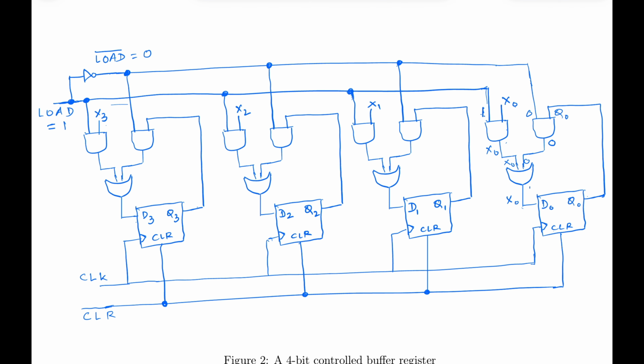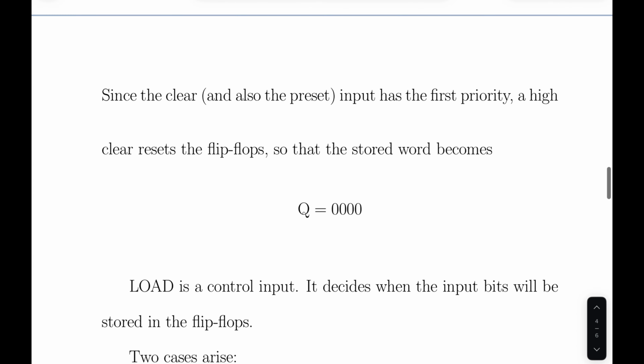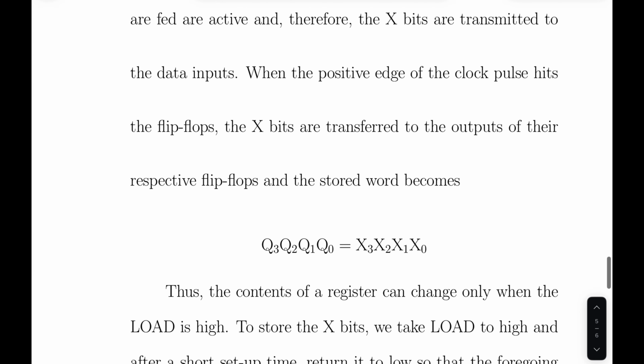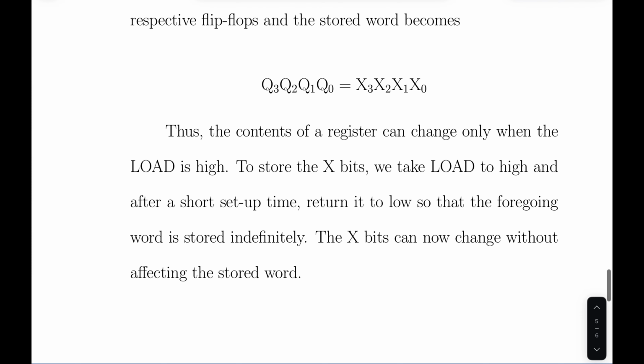So when load is 1, load not is 0, and in that case, when the positive edge of the clock pulse hits the D flip flops, the inputs X3, X2, X1, and X naught become the outputs of their respective D flip flops. Okay. So what we have explained is written here. So the output in this case, when the load is 1, is Q3, Q2, Q1, Q0 equal to X3, X2, X1, X naught, when the positive edge of the clock pulse hits the flip flops.